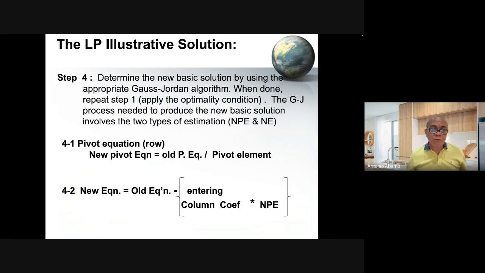Step four, in two steps: identify the pivot equation, then compute the new equation. Please take note of these different steps. I'm just going to read this with you, but we will implement this step by step in how we solve the problem. Please take note, go back to it so you can master the solution.